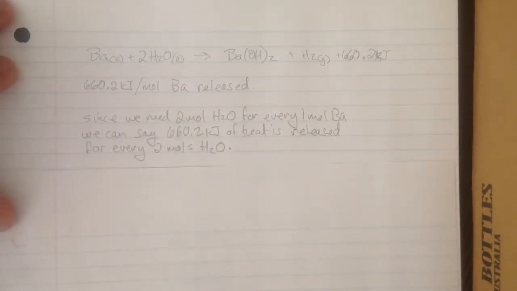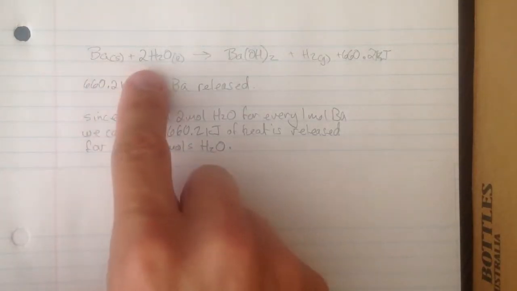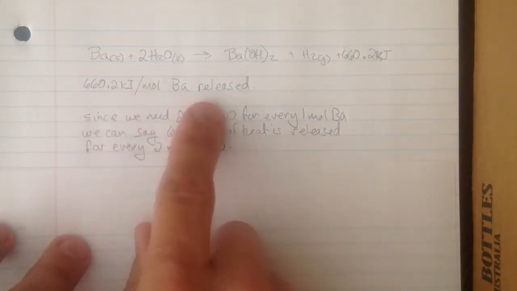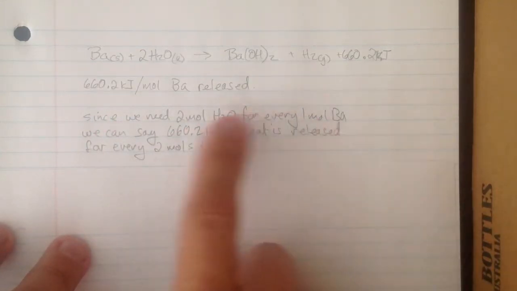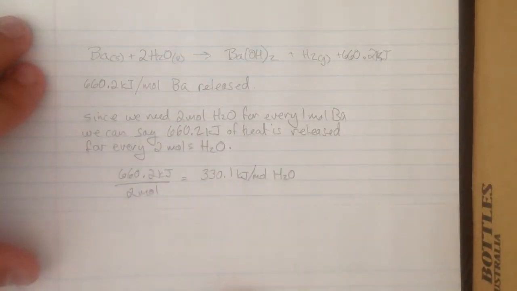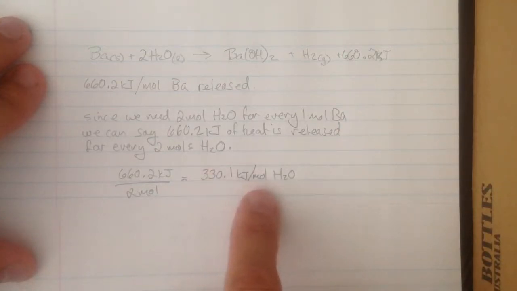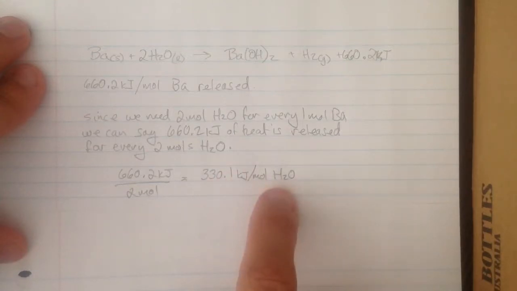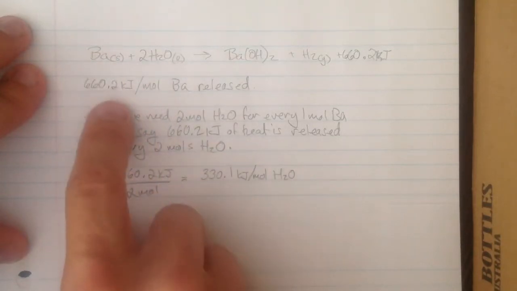So in Part C, actually before we get there, just looking at the stoichiometry, since we know it's a 1 to 2 mole ratio, if 660.2 kilojoules per mole of barium is released, and we have 2 moles of water for every mole of barium, then we can take that 660.2 kilojoules and divide it by 2 moles to get 330.1 kilojoules per mole of water. So this is the amount of heat released with only 1 mole of water, which makes sense, since if we only had 1 mole of water, we would have half a mole of barium, and therefore half the energy is released.